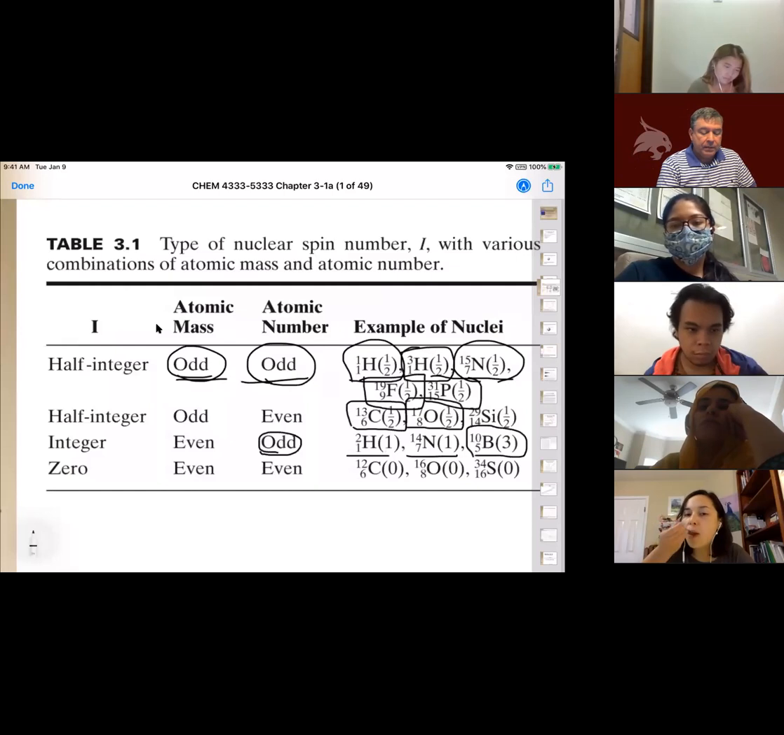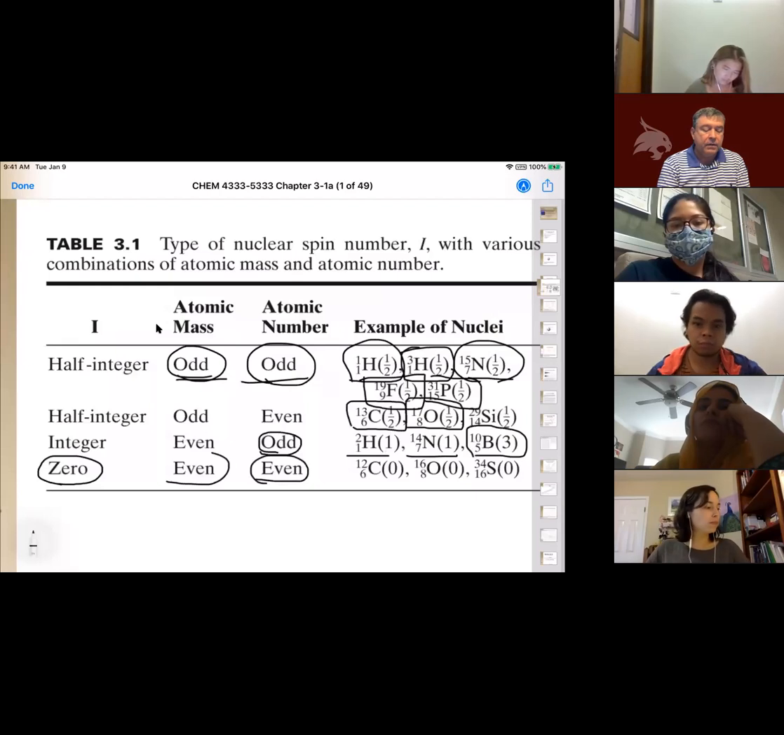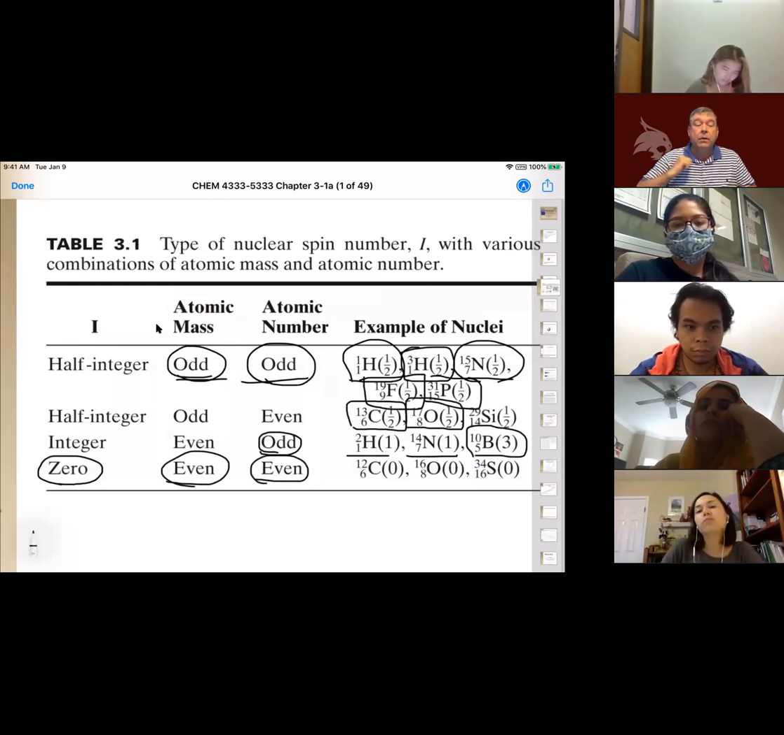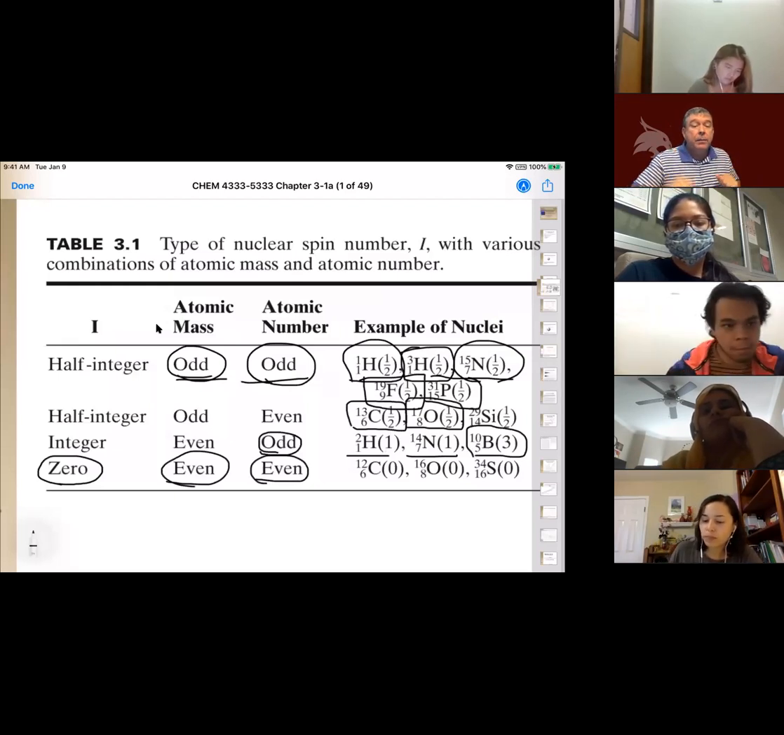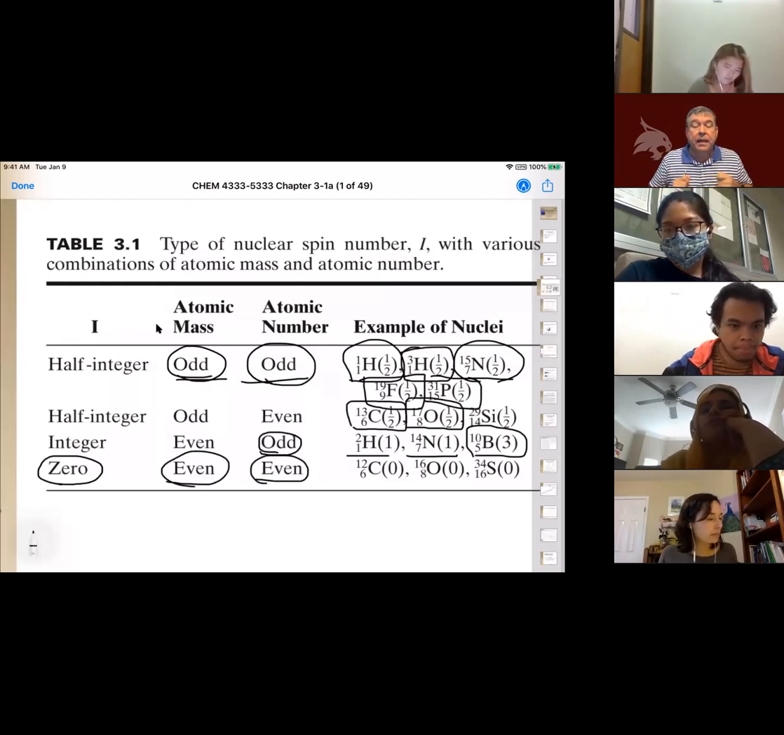And then we have the possibility of having 0 spin. That's where we have an even atomic number and an even atomic mass, meaning protons and neutrons are exactly equal to each other, and they cancel each other out, and we have 0 nuclear spin. So the most common ones that we're going to deal with are what we call the half integers: odd atomic number and odd atomic mass, and even atomic number and odd atomic mass. Each of these will give us 1 half spin, and those are the primary ones we do NMR on.